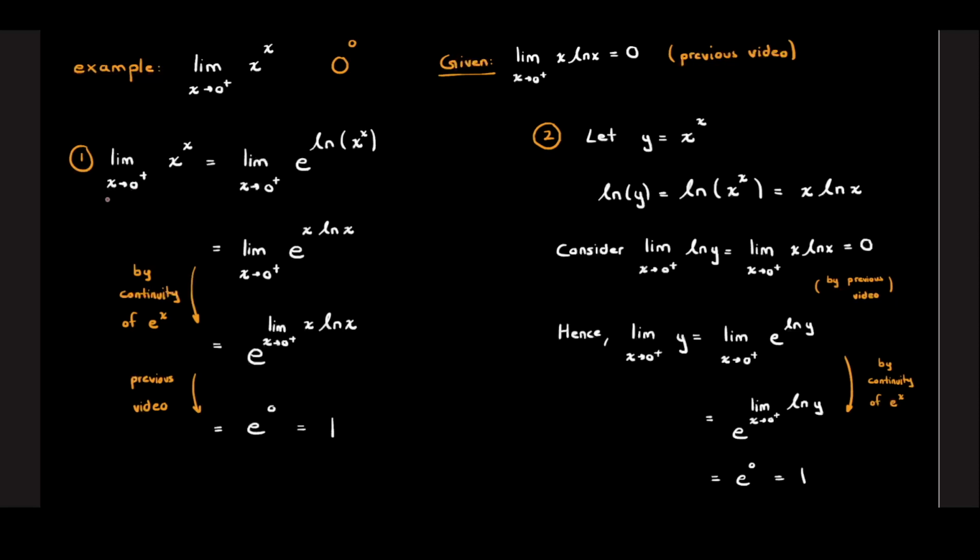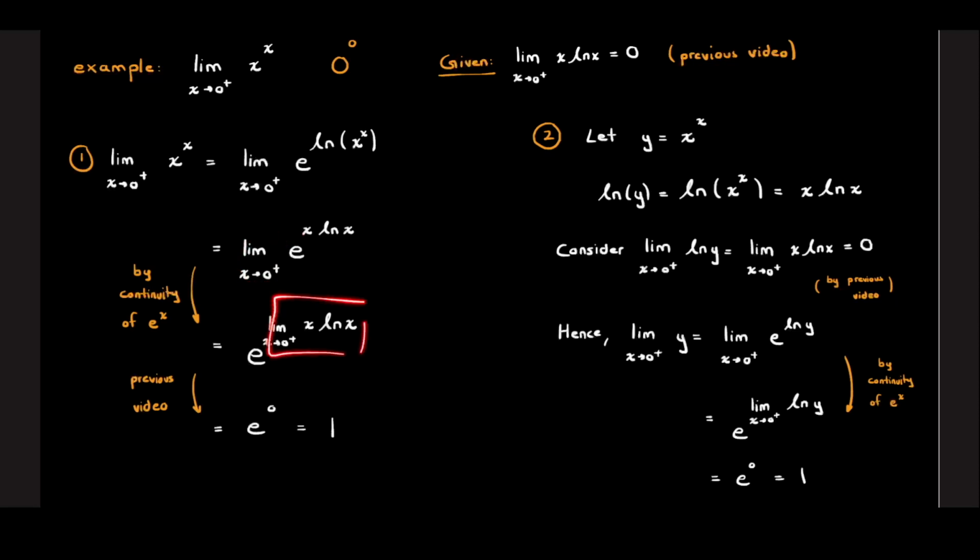In the first approach, you write the limit as x approaches 0 from the right-hand side of x to the x. Then you use this trick. You want to sort of write this as e to the ln of that function, right? Because these sort of cancel and you'll just get back here. Now you want to use the property of the logarithm to bring this exponent x down, just like so. And then by the continuity of e to the x, you want to push this limit sign into the exponent, just like that.